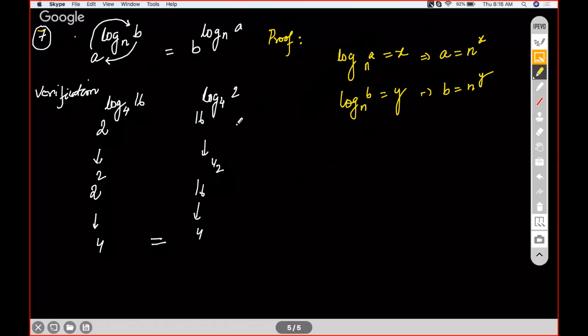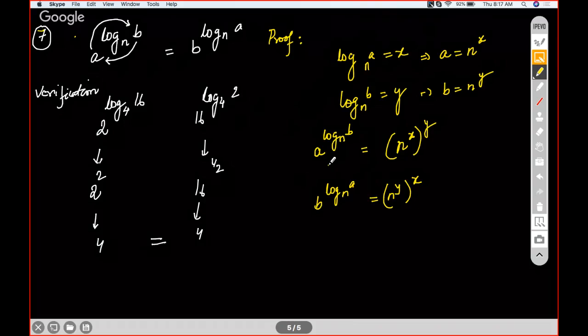Yeah. Now, what is this property saying? This property is saying a to the power of log b to the base n. That means n to the power x to the power y. Correct. And b to the power log a to the base n means n to the power y to the power of x. They both are same. That's correct, because this is also n to the power xy and this is also n to the power xy. Oh, nice. So hence proved.